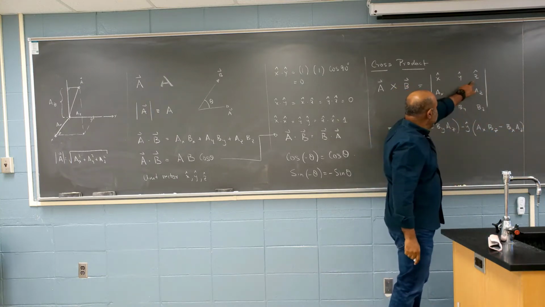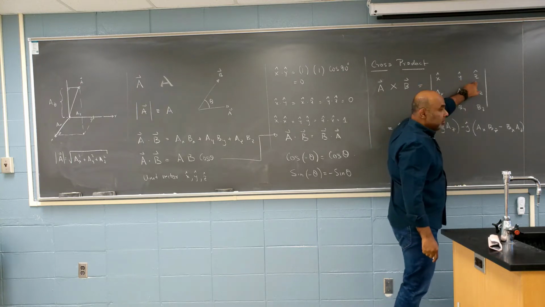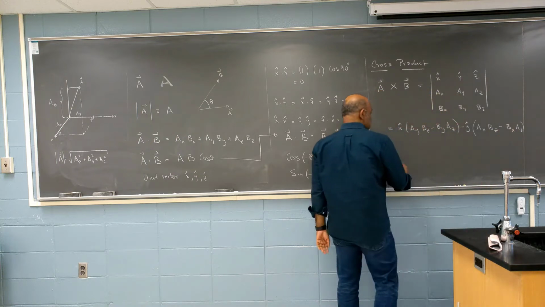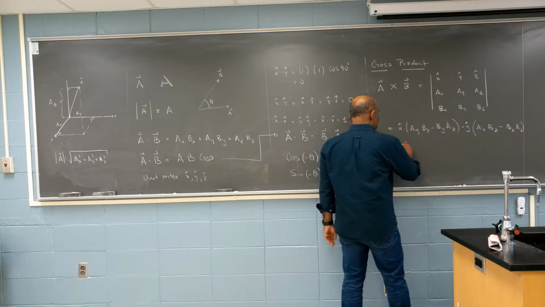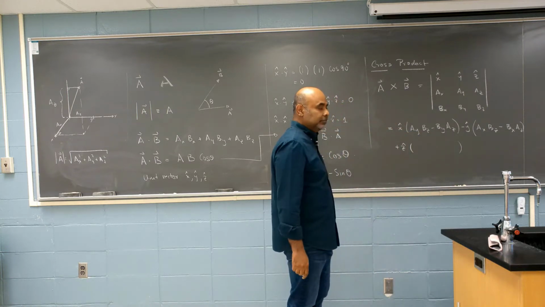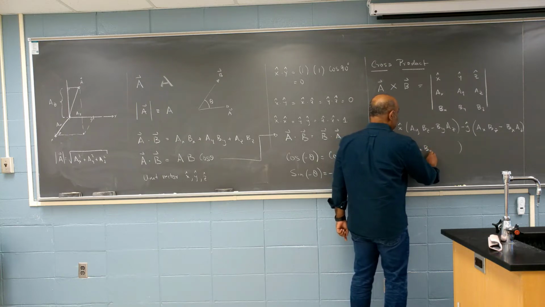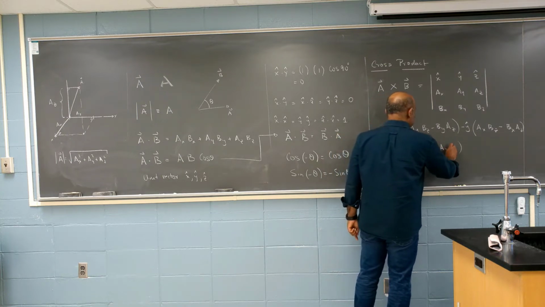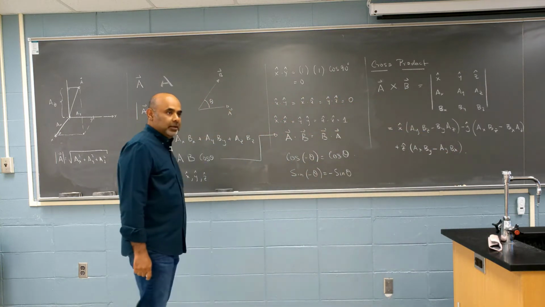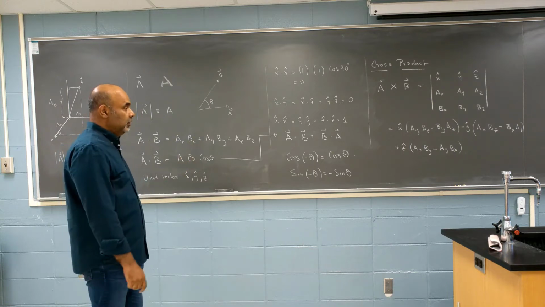Now we're back to z hat. So here there's no minus. Here there's a minus. Here there's no minus. If we had a fourth dimension, there would be a minus. Okay. Plus z hat. You tell me what goes here. ax by minus ay bx. This is how you would take the cross product of a vector.